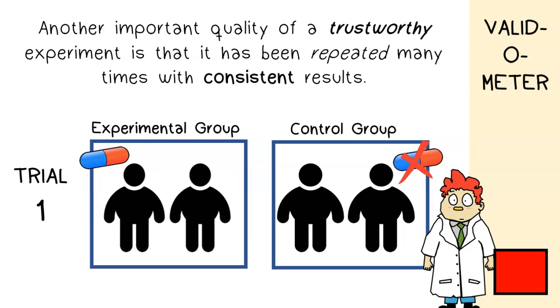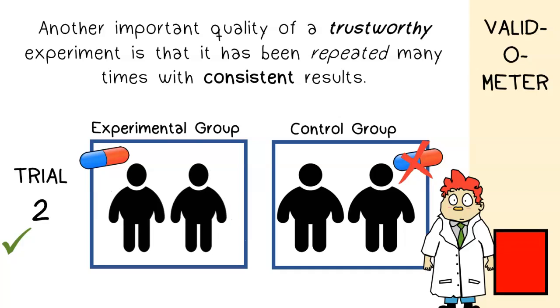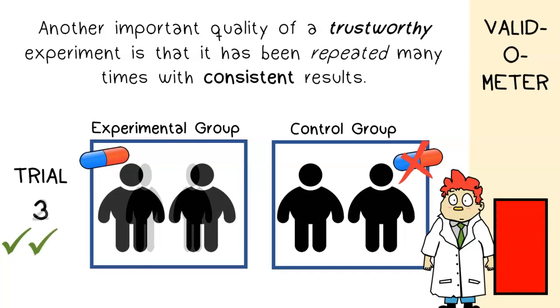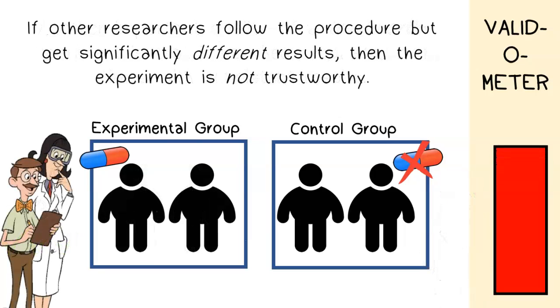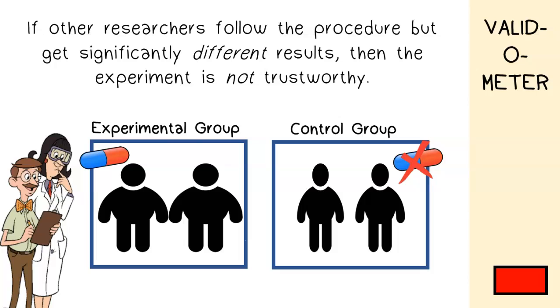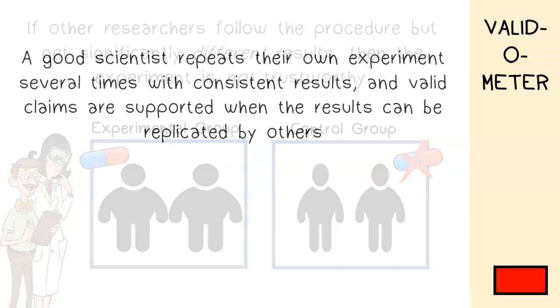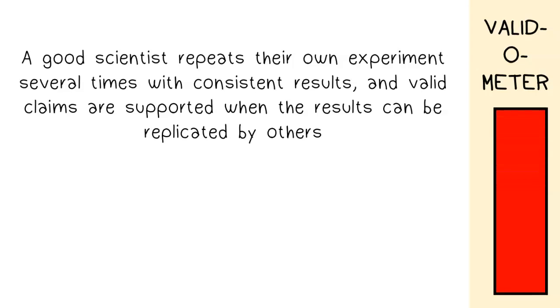Another important quality of a trustworthy experiment is that it has been repeated many times with consistent results. If other researchers follow the procedure but get significantly different results, then the experiment is not trustworthy. A good scientist repeats their own experiment several times with consistent results, and valid claims are supported when the results can be replicated by others.